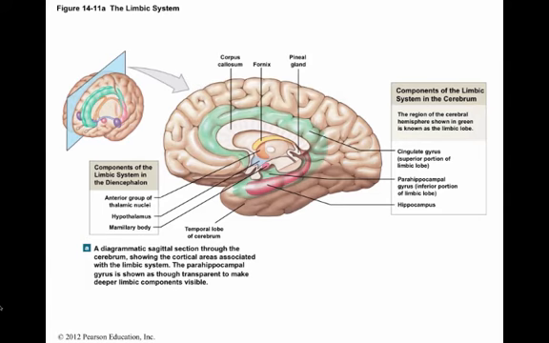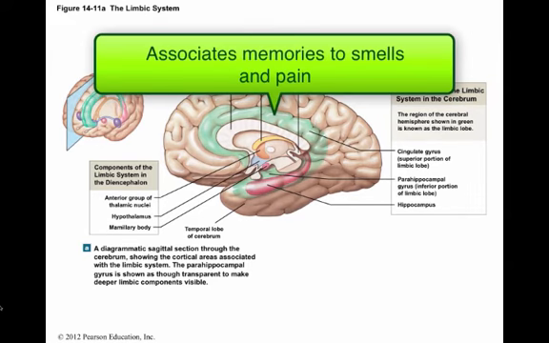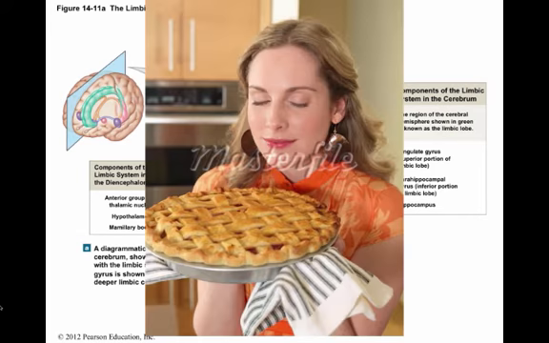This area is also responsible for repetitive behaviors, reward experiences, and focusing attention. This is the area that associates memories to smells and to pain. For instance, the smell of an apple pie might make someone remember memories of their childhood.